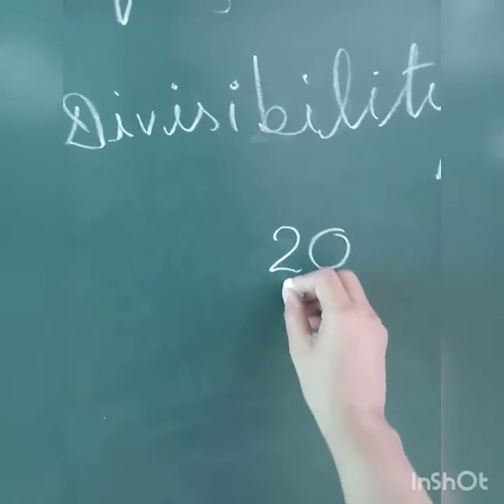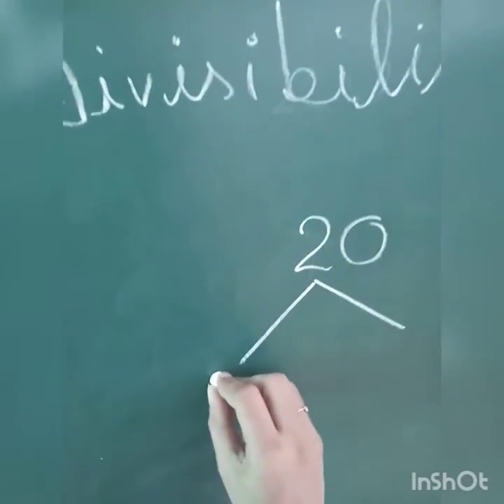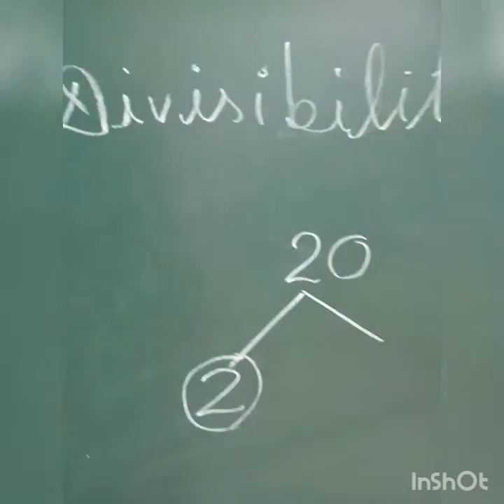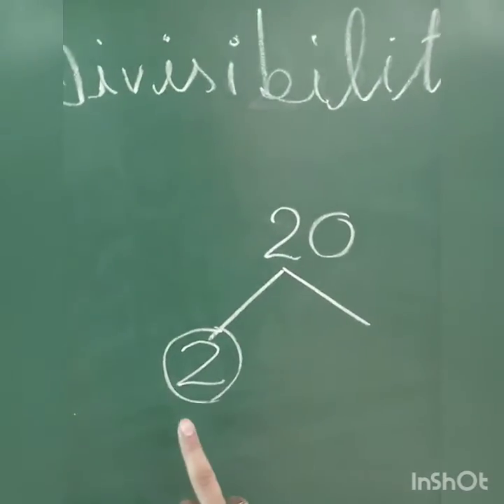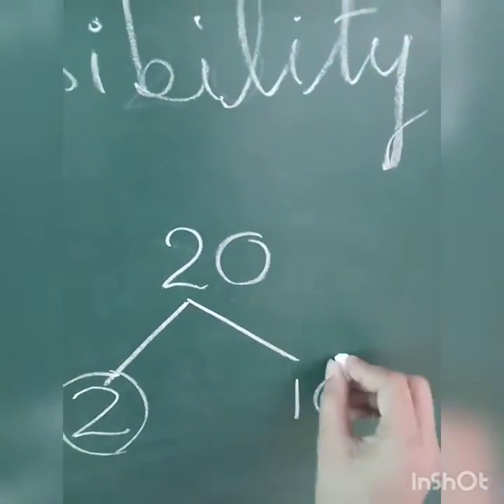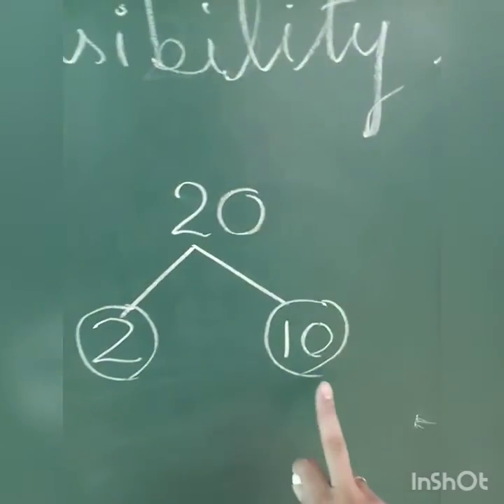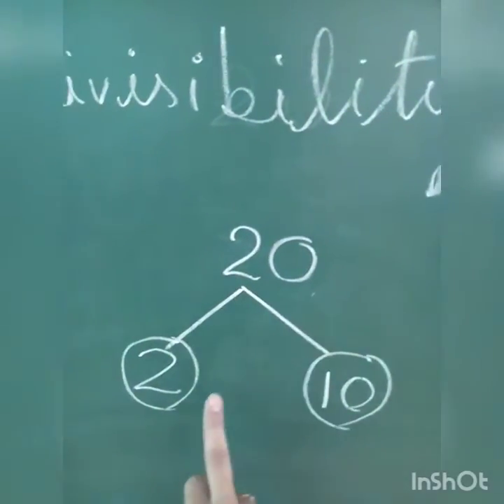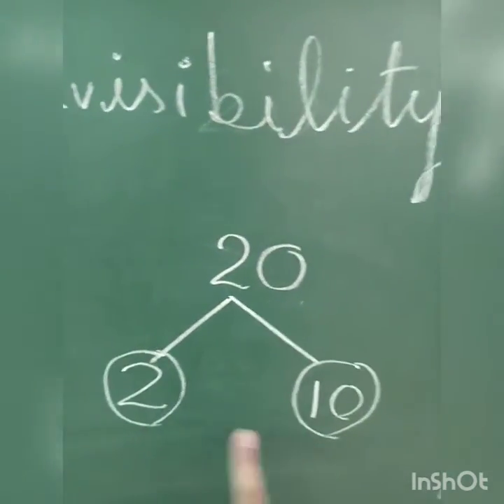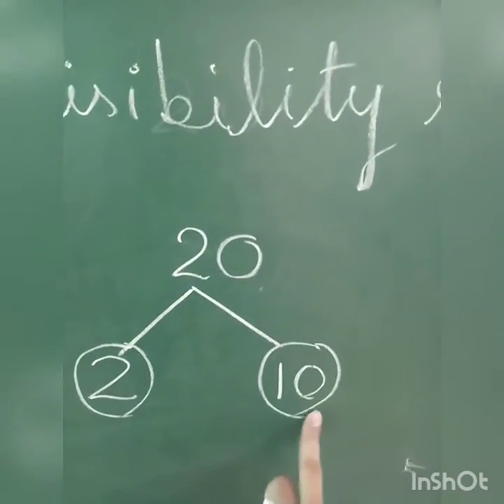So first of all I write it in this way. 2 is the smallest number and I divide this number by 2, so I will get 10, because 2 tens are 20. We factorized 20 into two numbers, 2 and 10. So 2 tens are 20. In this way we can write. Now here is number 10.